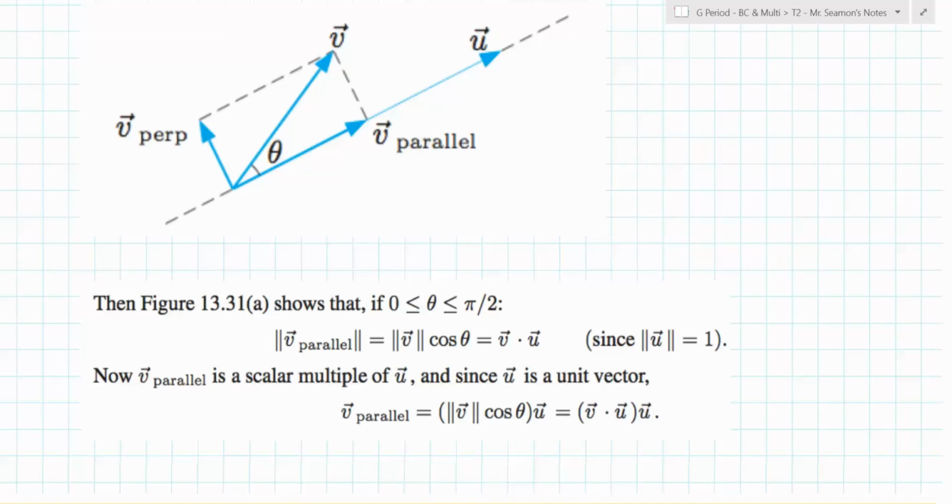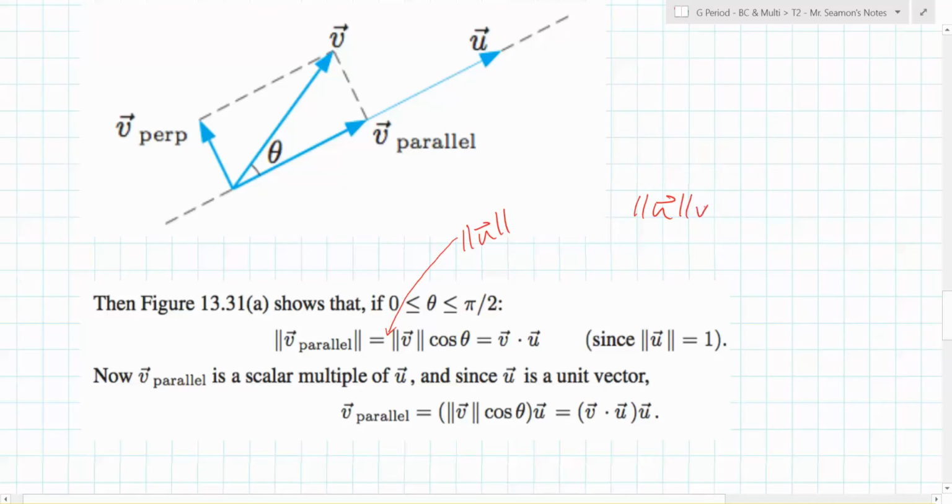The magnitude of U. If we wanted to, what could I park right there? Why am I allowed to just park the magnitude of U right there? It's 1. You're allowed to multiply by 1 because 1 is the multiplicative identity. It doesn't change anything. But what does this equal?